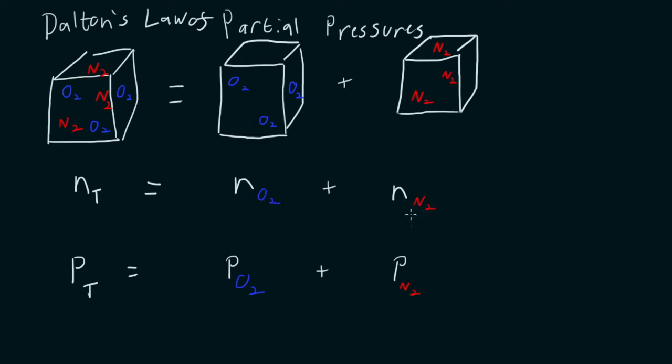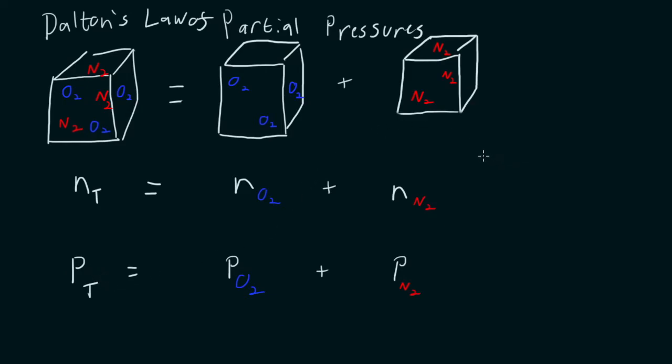That makes intuitive sense. But what doesn't necessarily make intuitive sense is this idea that this whole gas has a pressure that it's exerting on its container. And that pressure is going to be equal to the pressure that the O2 is exerting plus the pressure that the N2 is exerting. So the ratio of the number of moles to the total moles is going to be the same as the pressure to the total pressure.